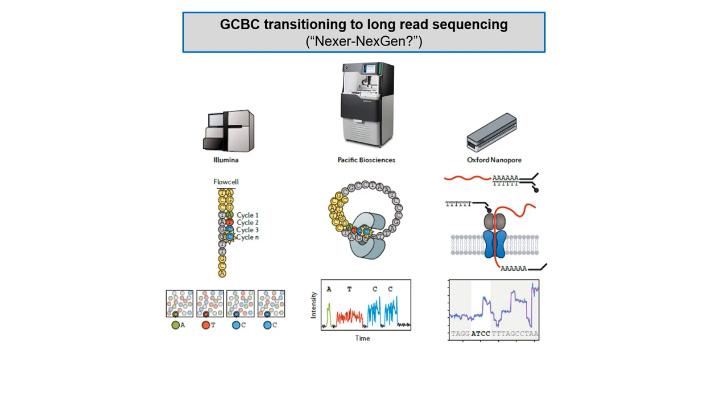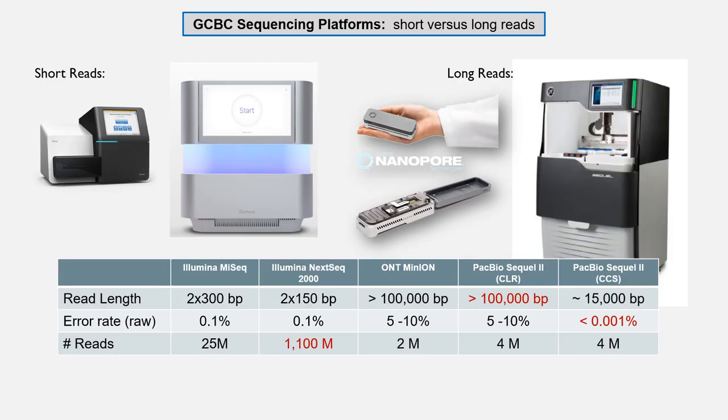That is why the GCBC is transitioning to long read sequencing, specifically to PacBio sequencing, although we are finding uses for the noisier nanopore sequencing platform. Here is a comparison of the sequencing platforms currently in use in the GCBC. Our two Illumina short read sequencers, the MiSeq and the NextSeq 2000, generate millions of high-quality reads. The raw error rate for these platforms is 0.1%. That is, 1 base in 1,000 is an error.